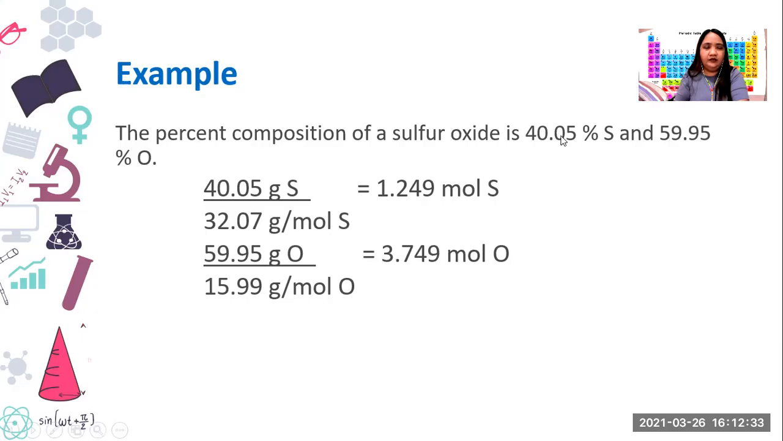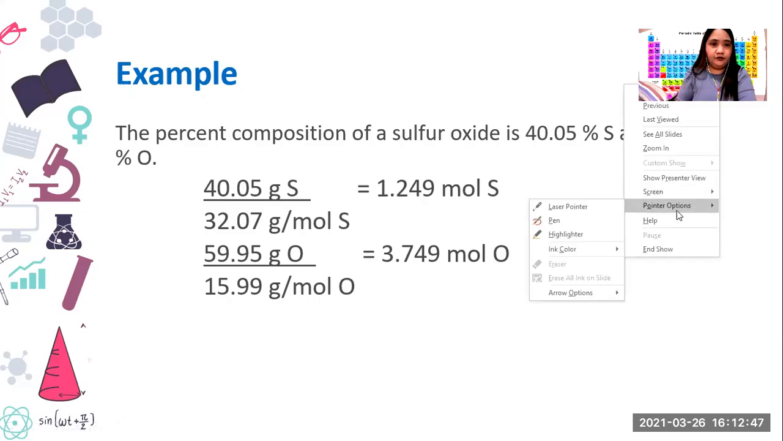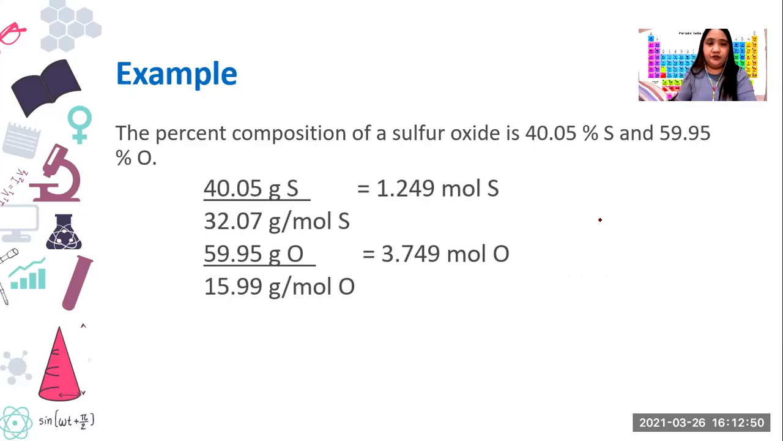Okay, so in this percentage, the percent composition of sulfur oxide is 40.05% sulfur and 59.95% oxygen. So I'll just get my pen tool so that I can write notations. So what do we do? We're getting how many moles of each are there in this compound of sulfur oxide.